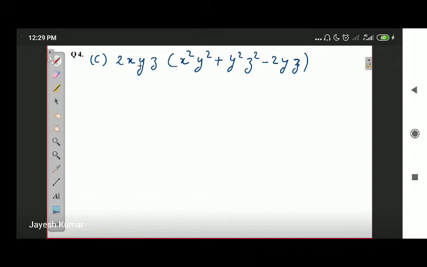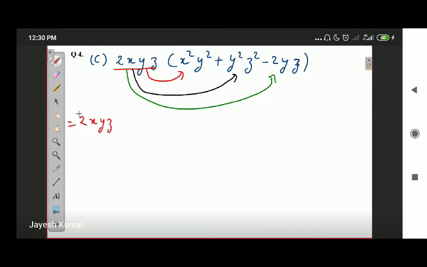Now let's see, we have to multiply 2xyz, this is a monomial, with this one, this is a trinomial. So we'll multiply a monomial with a trinomial. First of all, I will multiply 2xyz with x square y square. After that, we will multiply this with x square z square, and finally we will multiply it with minus 2yz.